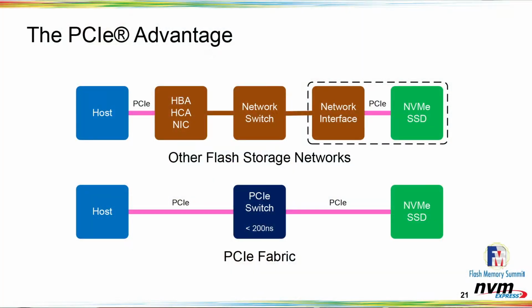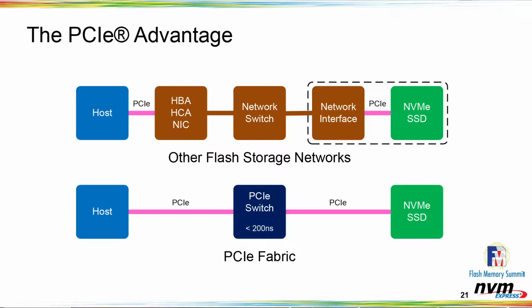And it does this by getting rid of protocol translations. So on the left, we have a host. Virtually all hosts have PCIe interfaces. On a normal storage interconnect, you've got to go to some sort of adapter, whether it's called an HBA or a NIC or whatever, that translates onto your fabric. You go through some fabric switches. You then need to translate back into PCIe, since today, all NVMe SSDs have PCIe. So there's two protocol translations.